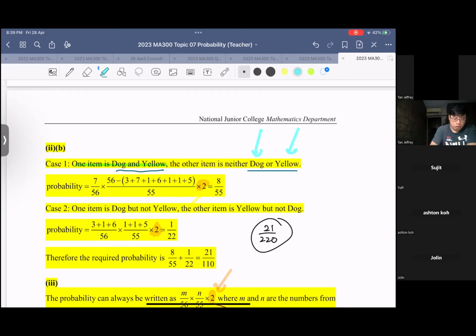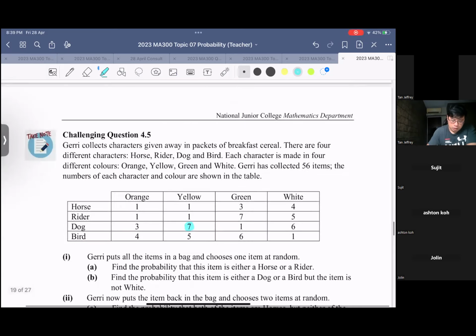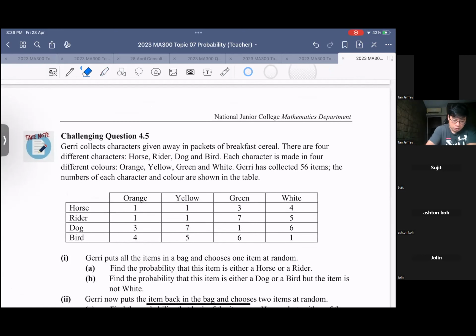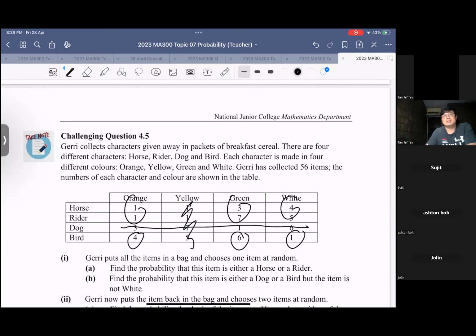So what I do next is I will count. First one, yellow dog. There are 7 yellow dogs out of 56. The next one cannot be dog, cannot be yellow. So I must take away all the dog, I must take away all the yellow. These are the only ones I can take. Okay, that's the idea.